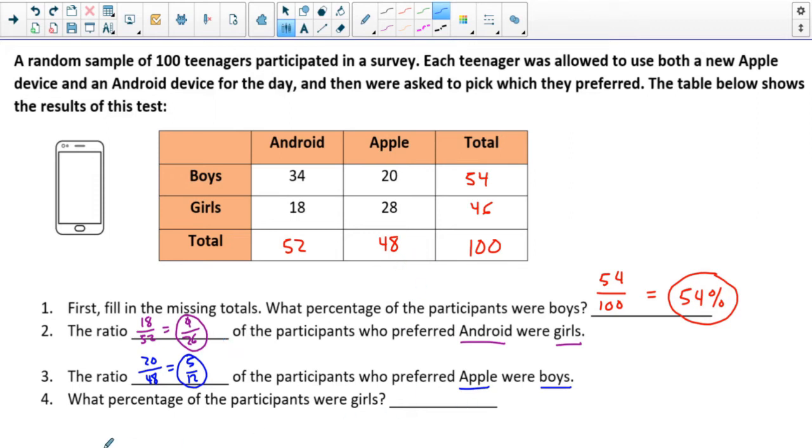And the last question here, what's the percentage of participants that were girls? Just the same thing as the first question. So we had 100 total people that participated and 46 were girls. So dividing these by 100 is easy. It's just going to be 46%.